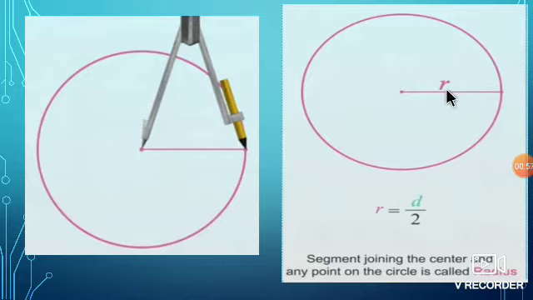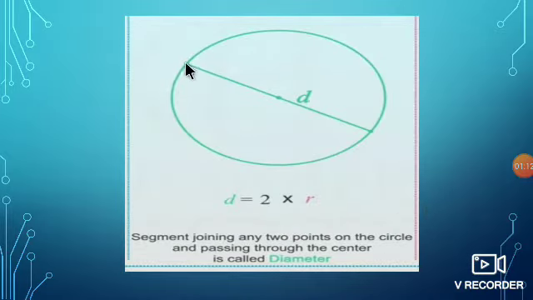It is denoted by the letter r, and we know that radius is half of the diameter. So the formula of the radius is d divided by 2. Here d stands for diameter. This is the diameter. Diameter is a segment which joins any two points on the circle, and a very important thing is it passes through the center of the circle. Diameter is the longest chord of the circle. It is denoted by the letter d.